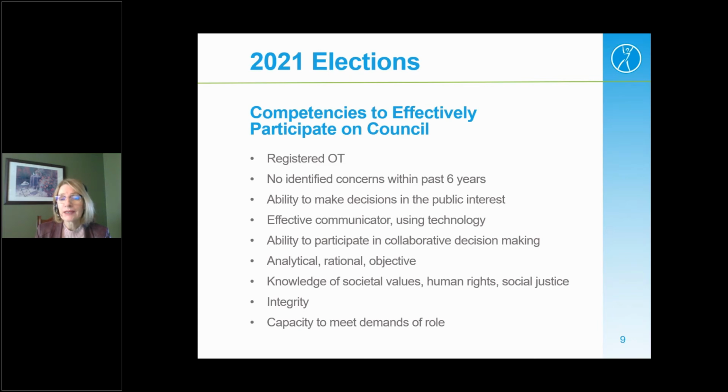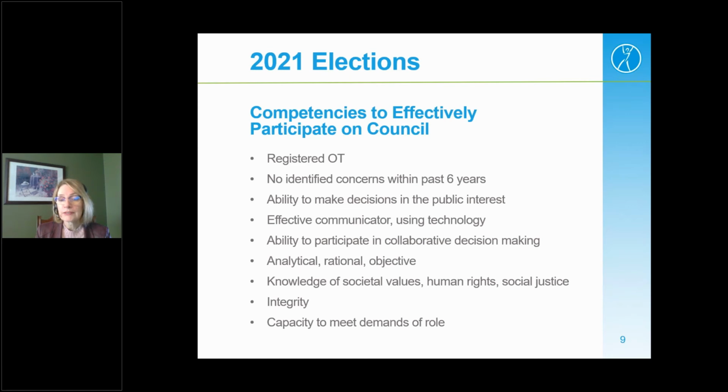Ability to participate in collaborative decision making. There are 18 members on our council right now, and not everybody always agrees. So how do we have respectful conversations? How do we collaborate in making a decision that's in the public interest? How do we make sure we have all the information we need to make a good decision? And some of that decision making requires you to be analytical, rational, and objective.